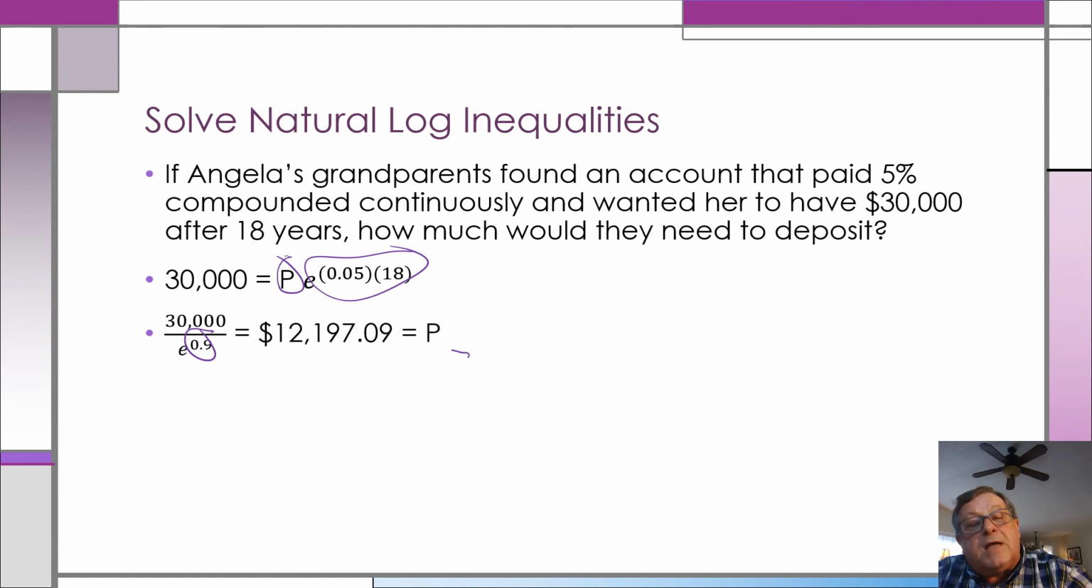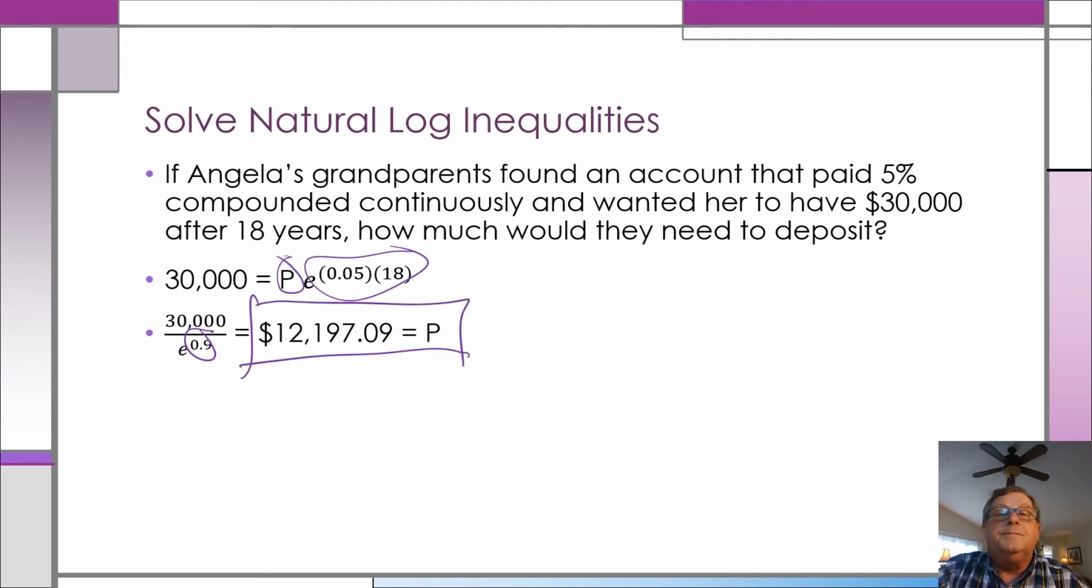$12,197.09. And that tells us how much money Angela's grandparents would need to invest in a 5% account that was compounding continuously, the earnings being compounded continuously, to achieve $30,000 in 18 years, $12,197.09. Pretty neat, huh? Angela's got some nice grandparents.